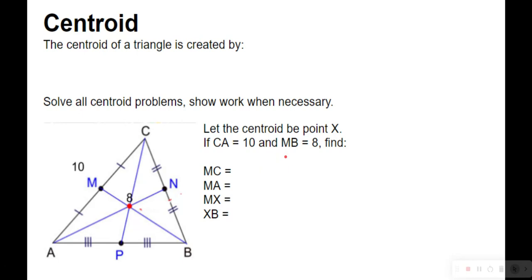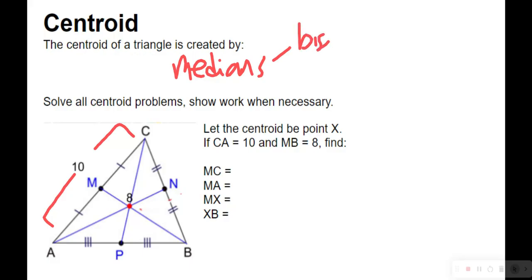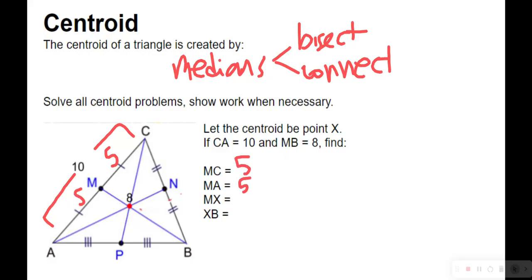Okay, so pause the video and try this one, and then unpause it when you're ready. Okay, it says C to A is 10, and again, the centroid is made of medians. You're not writing this part every time, which is when you bisect the side, and then you connect to the angle. My handwriting is getting worse and worse. So since I bisected the side, this is 5 and this is 5. So MC is 5 and MA is 5.